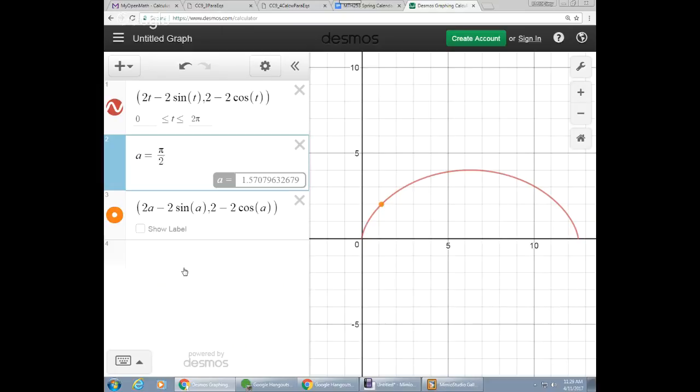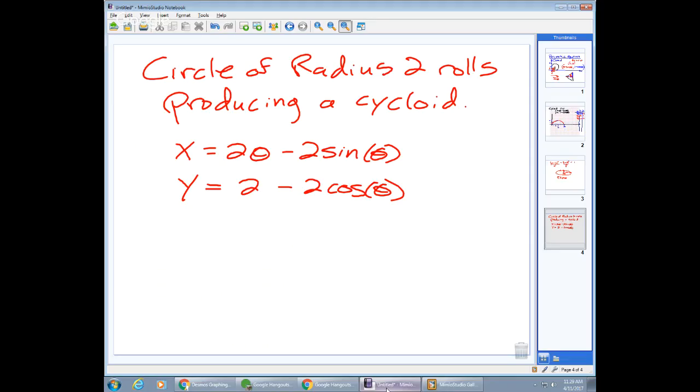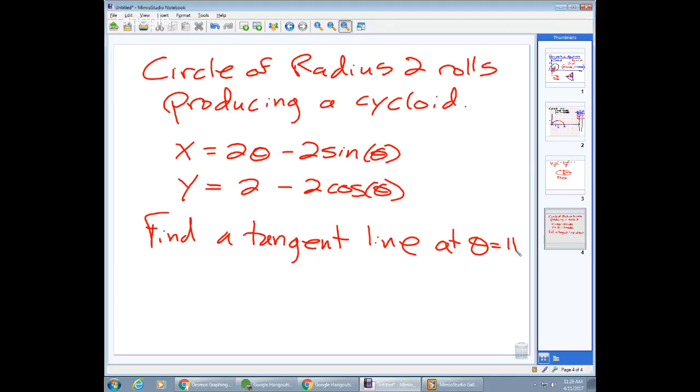So let's do it. And I want a different color in a minute. So we are going to find a tangent line at theta equals pi over 2. So some things we need to know: we need to know what point is that there. And I had GeoGebra graph it for me, but I should calculate it here too.